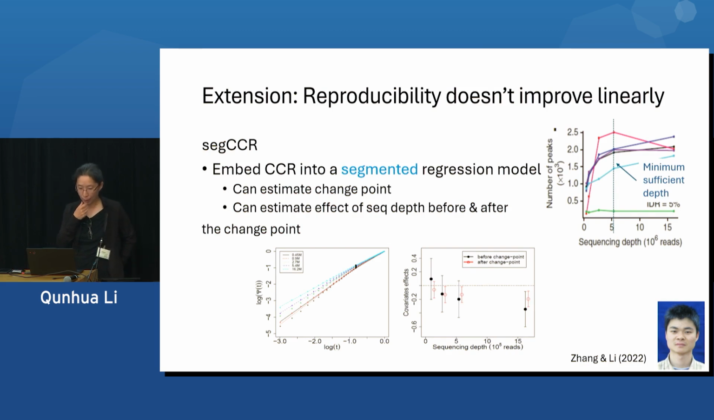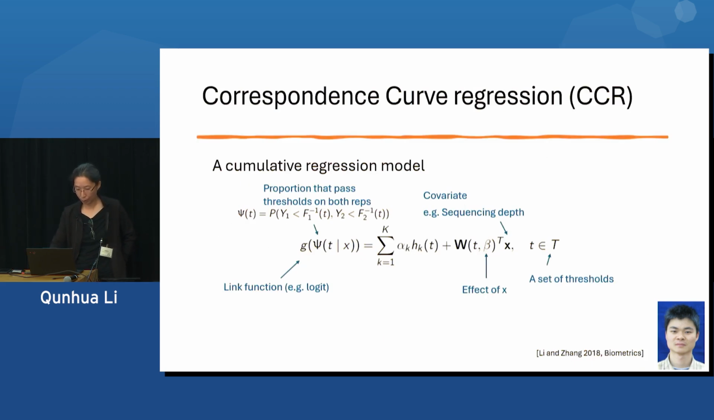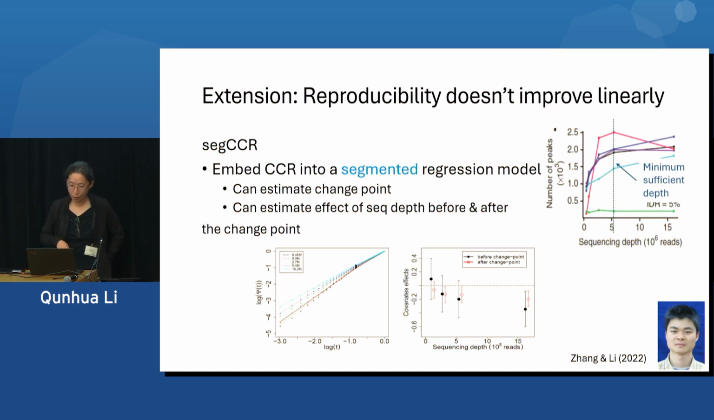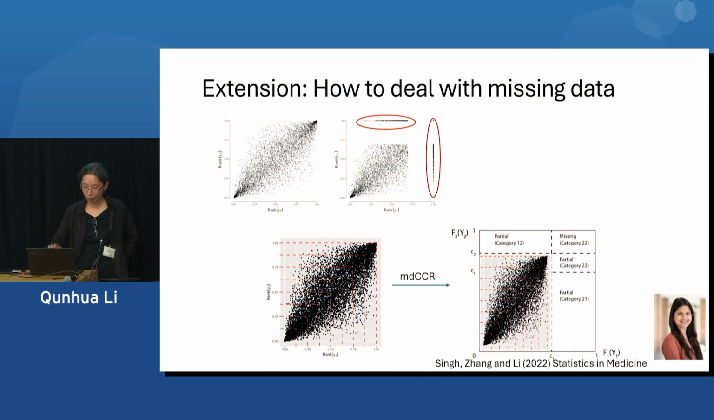One is when reproducibility does not improve linearly. In this model it's kind of a linear model, but if it's not linear, if it's banded, then we extend it to a segmented regression model. Another extension is for high-throughput data, where we often have missing data. Maybe some measurements are observed in one replicate but not in the other, so they become missing. If you plot the rank scatter plot, you will see a pattern like this. Those are the ones observed in only one replicate but not the other. So we extended the model so that we can handle this using an extended regression framework.